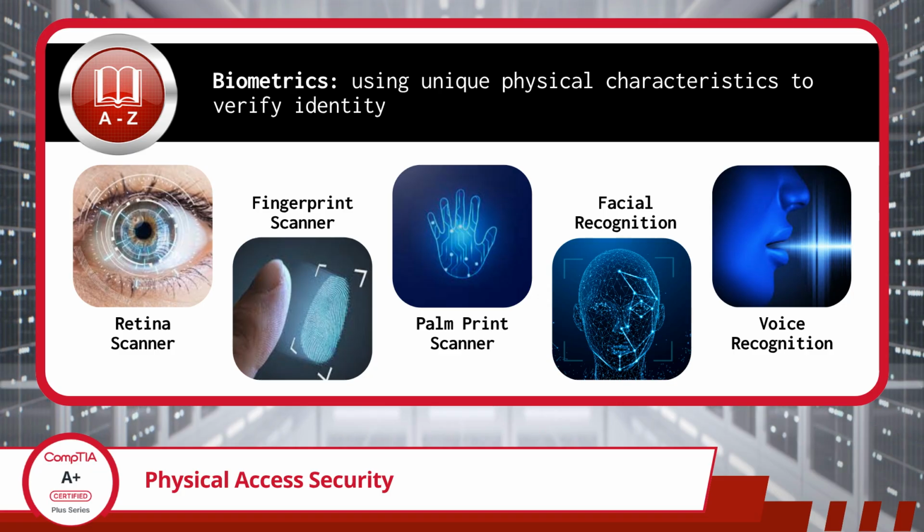Facial recognition technology, often abbreviated as FRT, identifies a person by analyzing unique facial features such as the distance between the eyes, the shape of the jawline, and other distinct characteristics. This is commonly used in smartphones and security systems for quick, hands-free authentication. Voice recognition technology verifies identity based on the unique characteristics of a person's voice, such as tone, pitch, and speaking patterns. This is often used in call centers and virtual assistants to authenticate users without requiring physical interaction. All of these biometric systems are powerful because they rely on something that can't be easily lost or stolen.